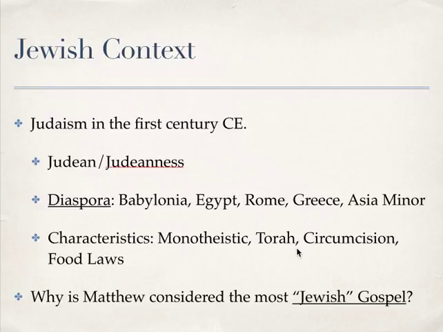So it could be specific to those 5 books, or it could be the whole thing. So that's another defining characteristic of Judeanness. They were monotheistic. They believed in scriptures.